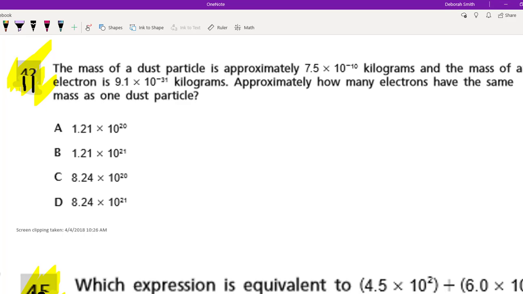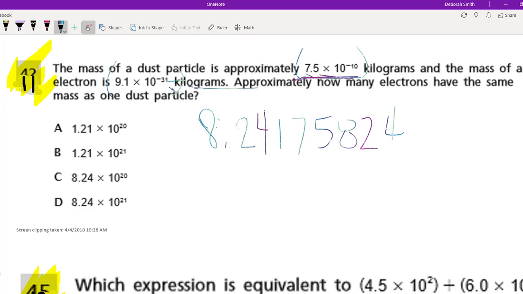Okay, so on my calculator I have on my display, so I took this number and divided it by that number, put it in my calculator with parentheses around those. Here's what I have on my display: 8.241758242 times 10 to the 20th. For that reason, I would pick that one.